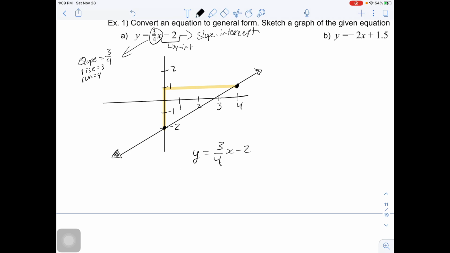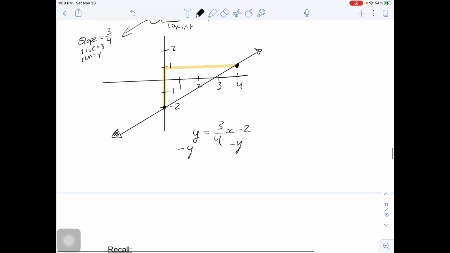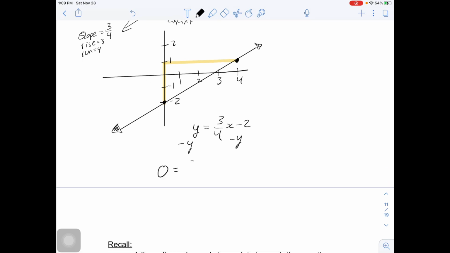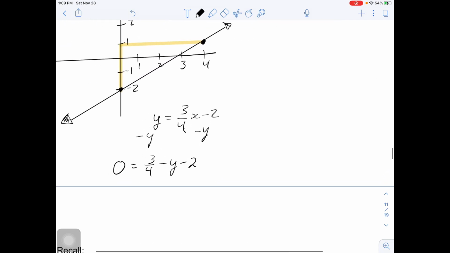And what I'm going to do is subtract y from both sides. And now I will get 0 equals 3 over 4 x minus y minus 2. Oh, and there should be an x here. So there's x. Let's maybe clean this up a little bit just for our notes. So minus y minus 2.